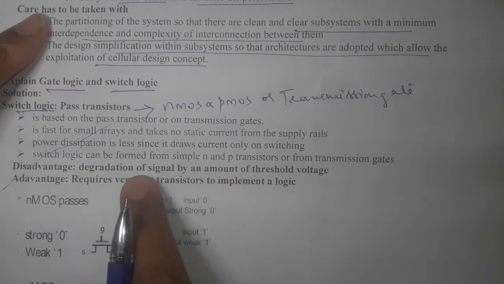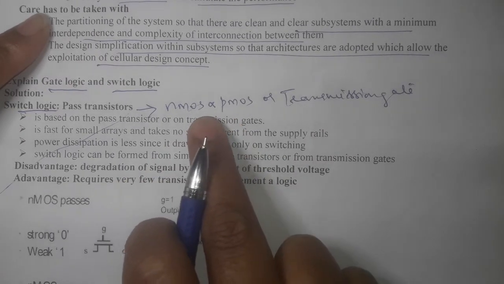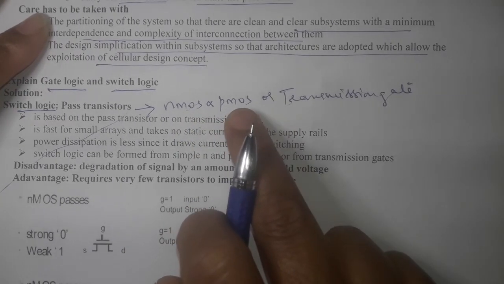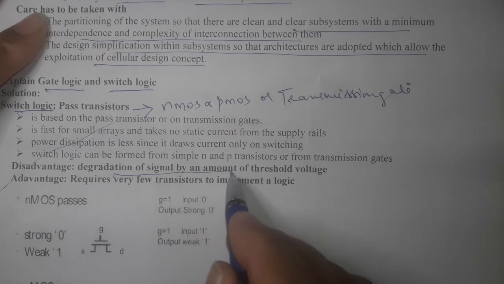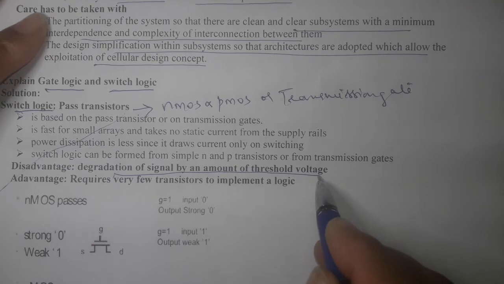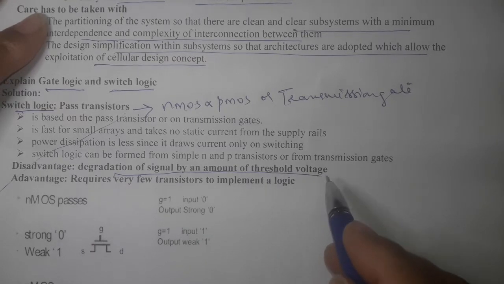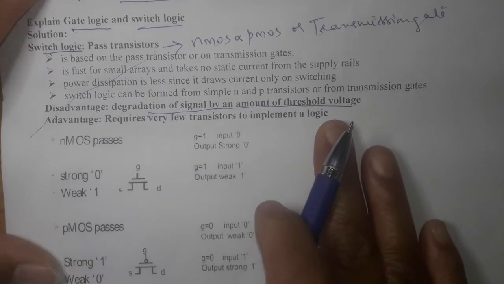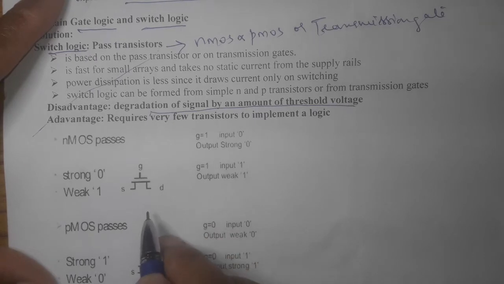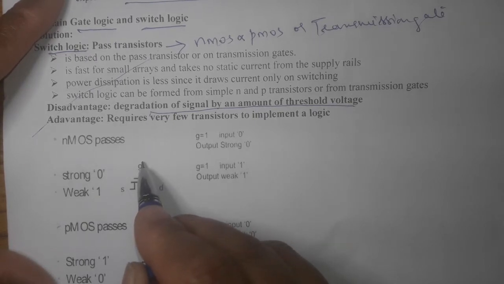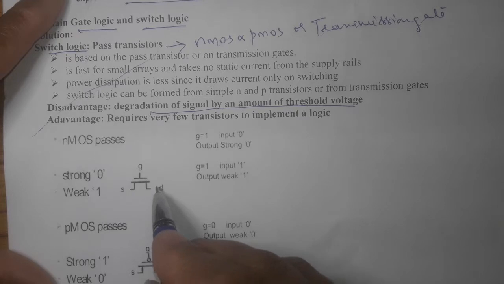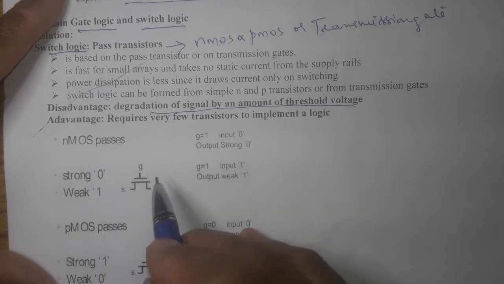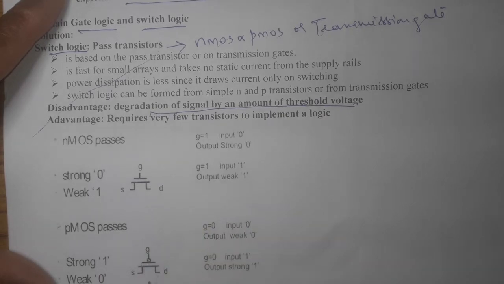The main disadvantage of implementing a system using your pass transistor logic is, since we are talking about NMOS only, PMOS only, there will be a degradation of signal by an amount of threshold voltage. We all know that the transistors will not turn on until they reach the threshold voltage, that is the loss of a signal. For example, if I say an NMOS here, when gate is 1, whatever input I am giving is available on the output, correct? You all know about this. Same thing happens with your PMOS.